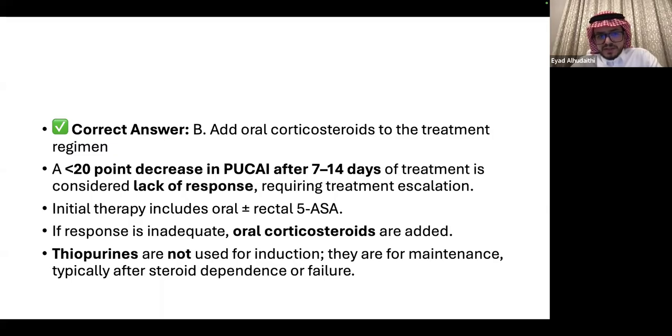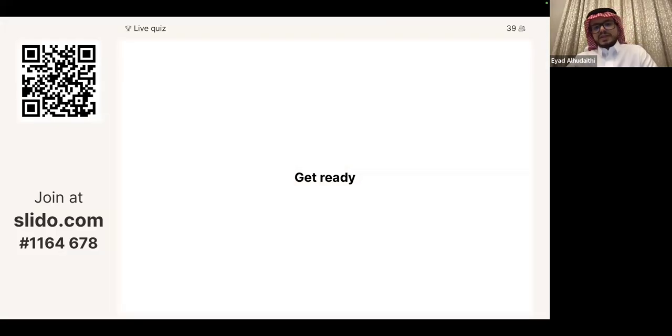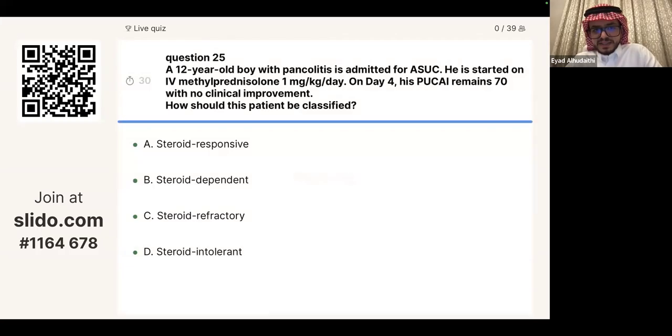It requires treatment escalation. Initial therapy includes oral plus or minus rectal 5-ASA. If response is inadequate, oral corticosteroids are added. Thiopurines are not used for induction; they are for maintenance, typically after steroid dependence or failure. So I guess these are a set of questions on steroids in IBD because it's important.